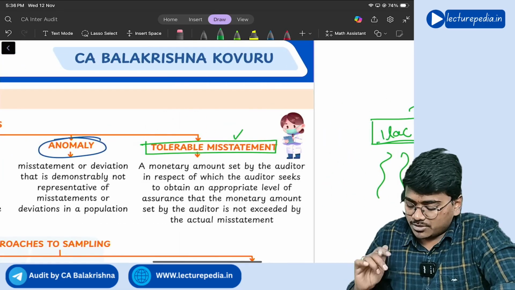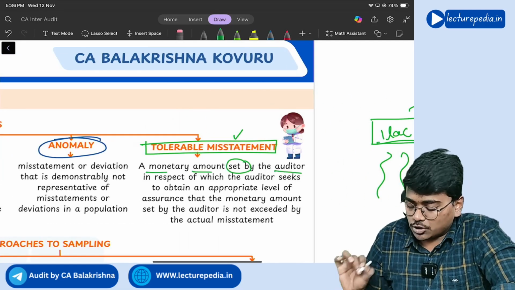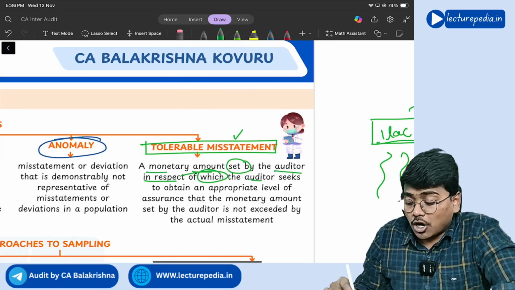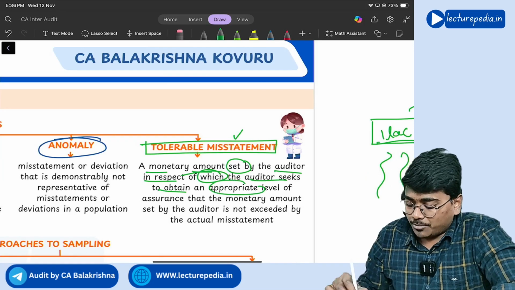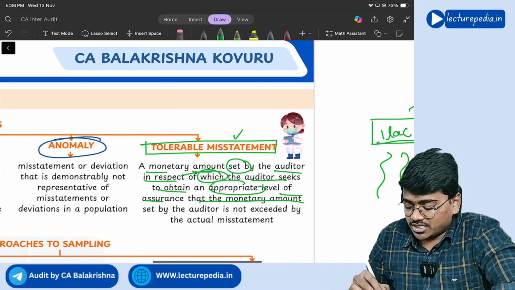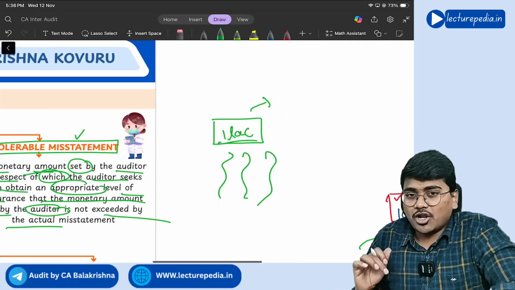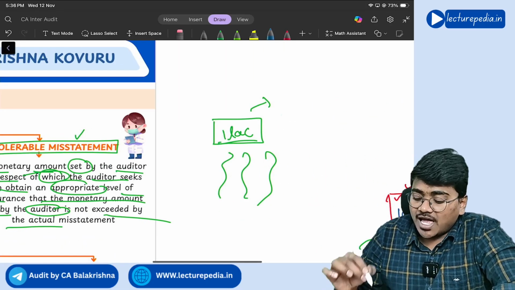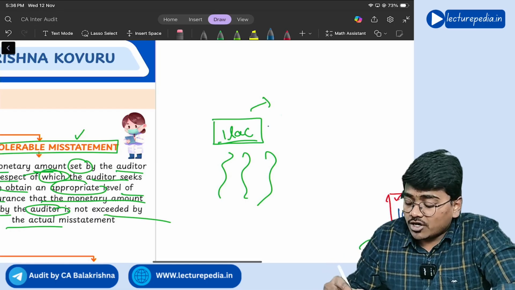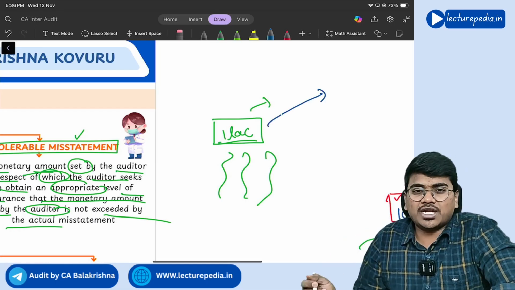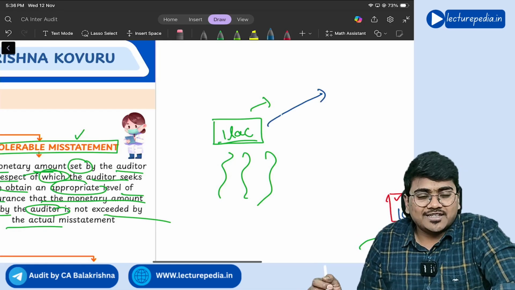level of misstatement. It is a monetary amount set by the auditor in respect of which the auditor seeks to obtain an appropriate level of assurance that the monetary amount set by the auditor is not exceeded by the actual amount. So he will always ensure that the actual misstatement will not cross this tolerable level of misstatement. Clear? Yes.